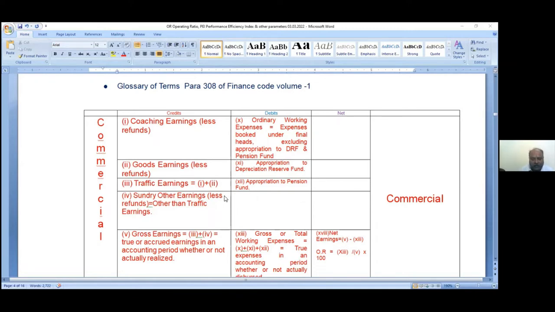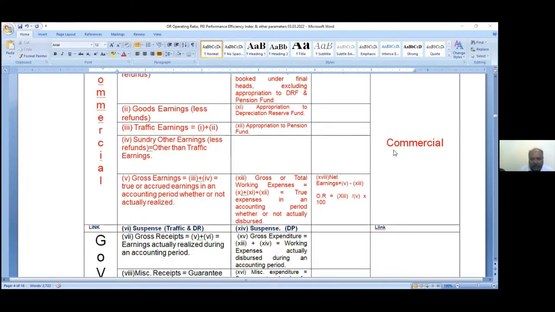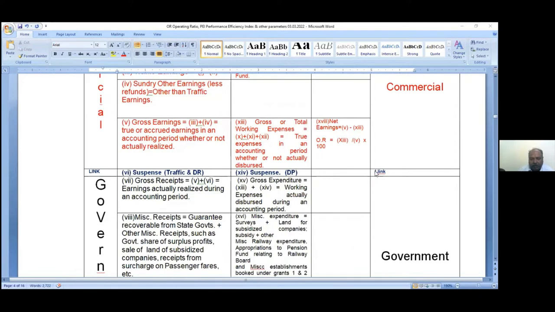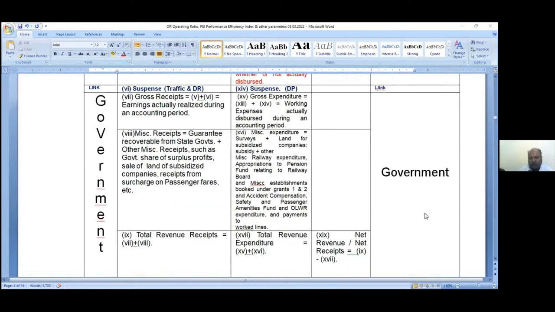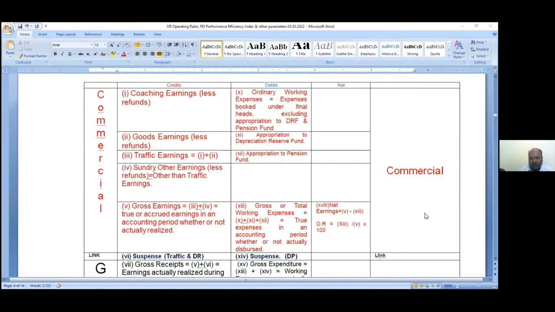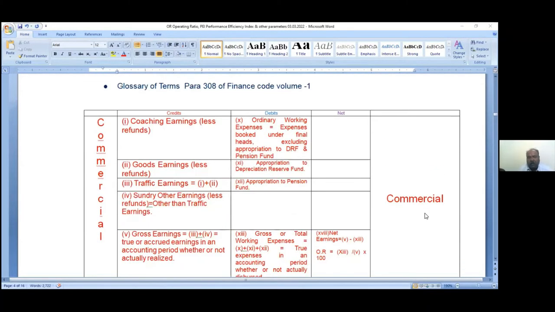Here, if you check this table, this red color entirely indicates the commercial accounts, whereas this blue color is the suspense, that is nothing but linkages, linkages connecting commercial accounts and government accounts. And this black color indicates government accounts. So this is the operating ratio table. In the operating ratio, first we start with the commercial accounts.